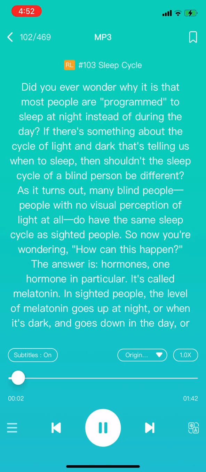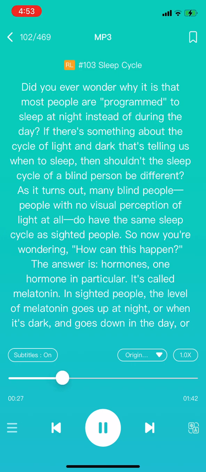Did you ever wonder why it is that most people are programmed to sleep at night instead of during the day? If there's something about the cycle of light and dark that's telling us when to sleep, then shouldn't the sleep cycle of a blind person be different? As it turns out, many blind people, people with no visual perception of light at all, do have the same sleep cycle as sighted people.